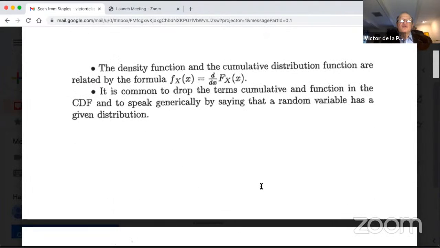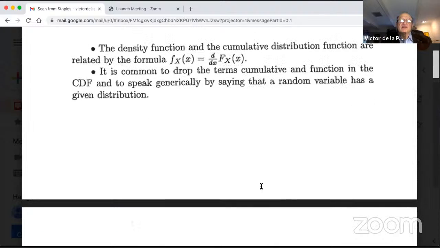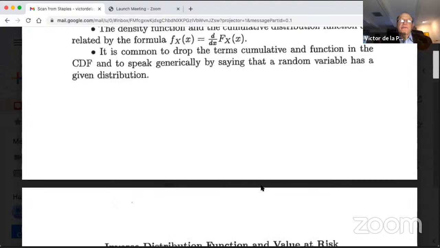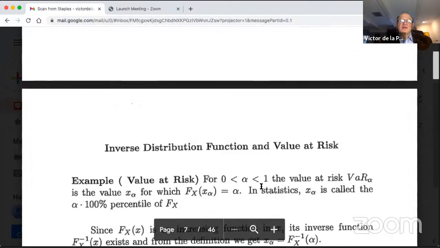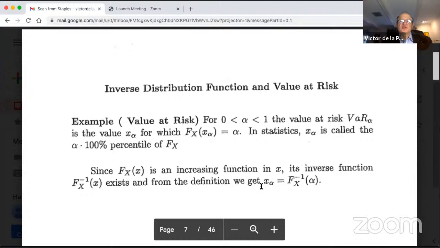Now, you can relate the density to the cumulative distribution function by taking derivatives. Okay, now the inverse distribution function, which we will be needing, there's a term in banking called the value at risk. And when I originally gave this talk, it was to banking people.